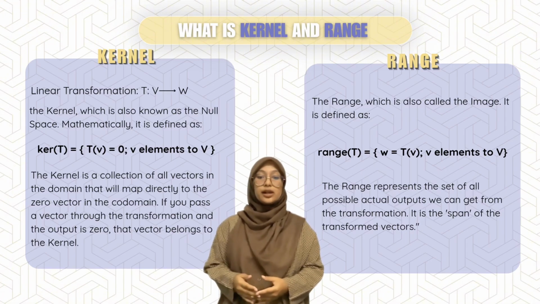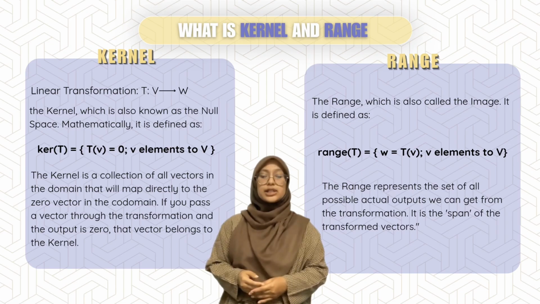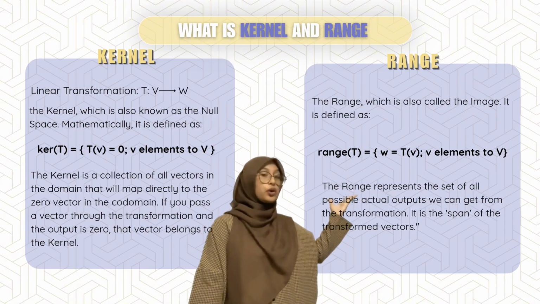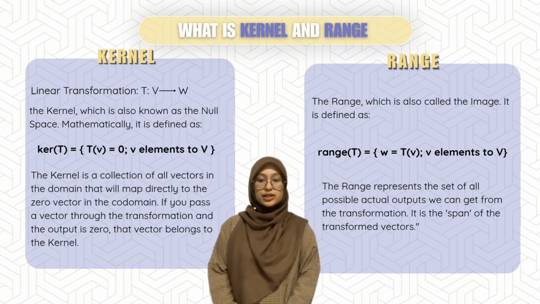First, the kernel or null space is defined as the bold X. In simple words, it is the collection of all vectors that map directly to the zero vector. Second, the range or image is defined as the text in bold on the right. This represents the set of all actual outputs we can get from the transformation.